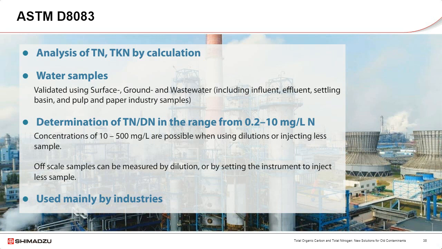Next, we have ASTM D8083. This describes the analysis of total nitrogen and TKN by calculation. TKN by calculation means you have to additionally measure nitrate and nitrite, and then, utilizing the total nitrogen and the nitrate and nitrite numbers, you can calculate TKN. This method is also for water samples. It is used mainly by industries for measuring surface waters, groundwaters, and wastewaters.